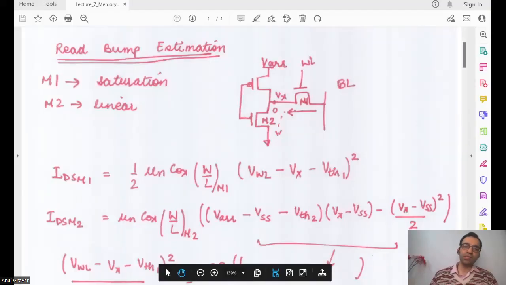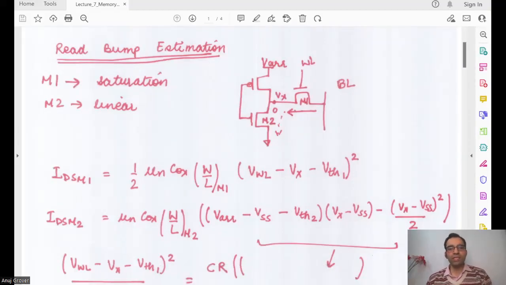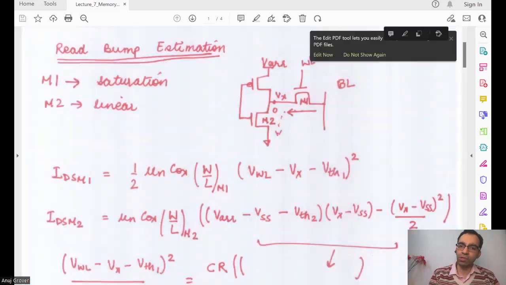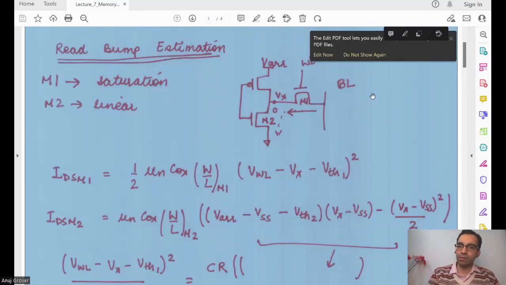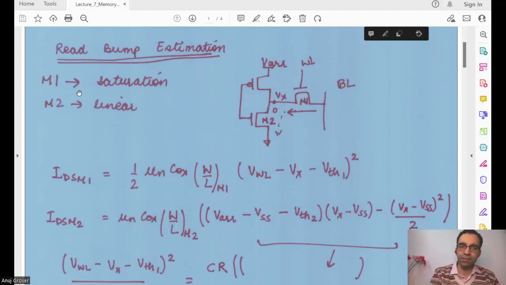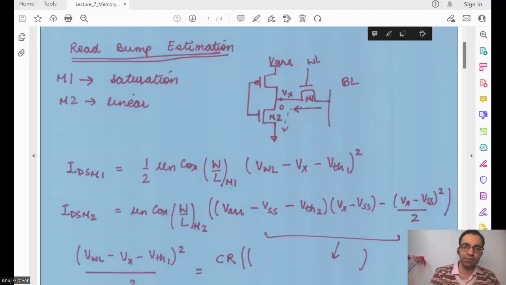So what we are now doing is looking at how to estimate this read bump. First we just make the structure of the bit cell where we have M1 and M2, the pass gate and the pull down devices.